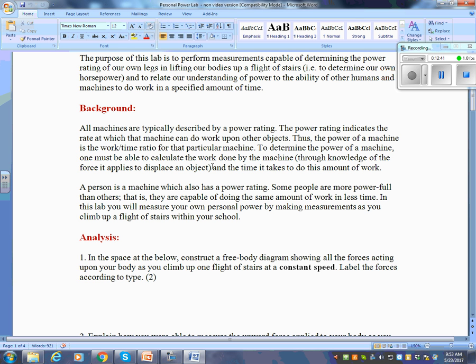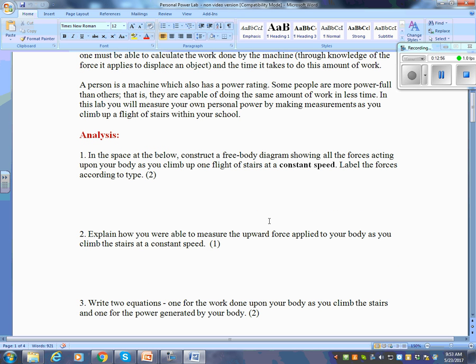A person is a machine which also has a power rating. Some people are more powerful than others. That is, they are capable of doing the same amount of work in less time. In this lab, you will measure your own personal power by making measurements as you climb up a flight of stairs within your school. Now the thing is that the larger you are, the more mass you have, the more force you need.